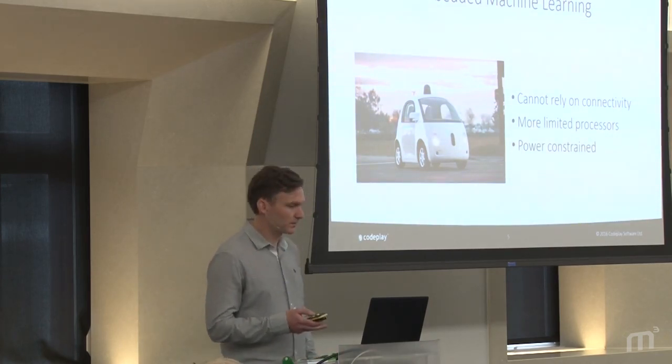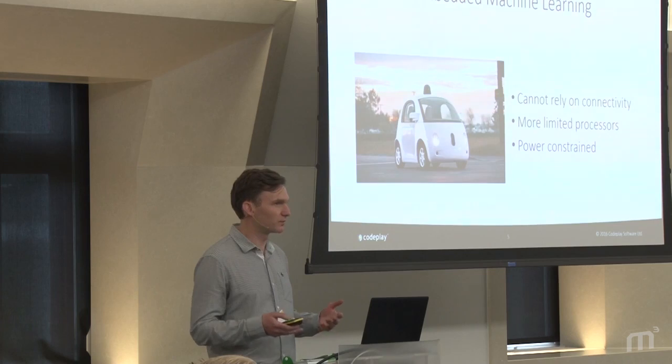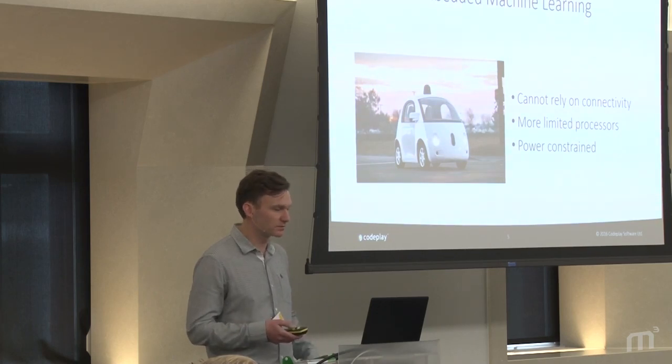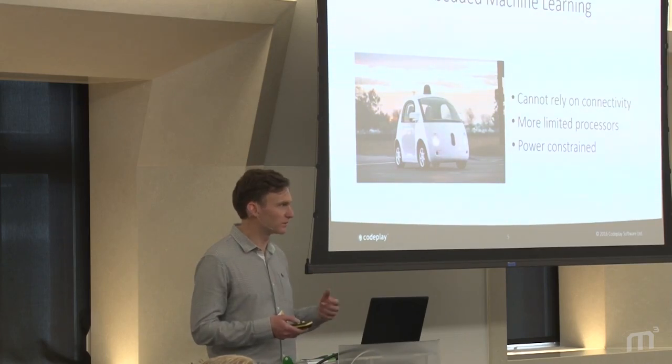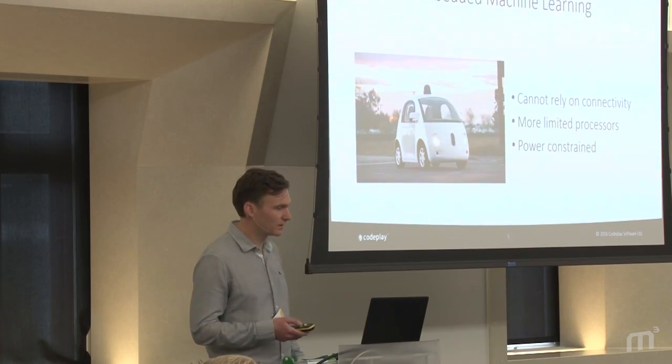I've heard a few people talk about autonomous cars at the conference, but this is the reality of a proper kind of embedded system. You can't have a car relying on connectivity to make decisions about what it's going to do on an immediate basis. The lag is too much. It needs to make split-second or split-microsecond decisions. So it can't rely on connectivity.